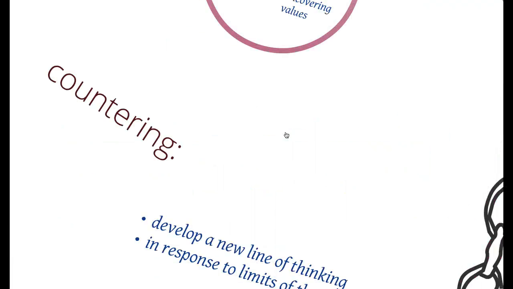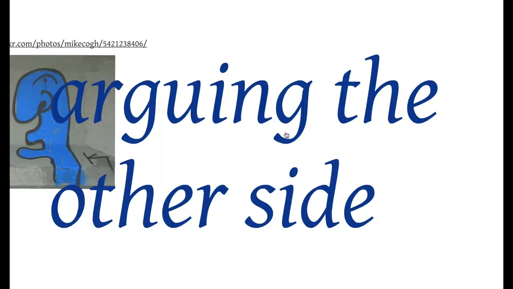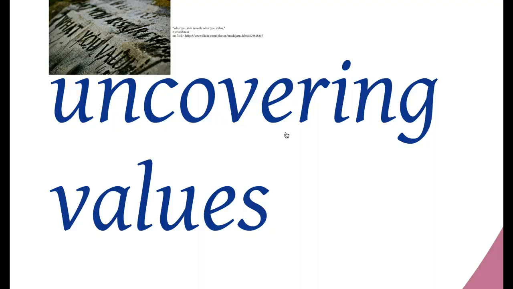To counter, you can argue the other side. This means that you could take up a term or an idea that the writer of your source has criticized, and instead you can show that it is useful. Or you can show the problems with an idea that your source has argued in favor of. You can uncover the values of the source that you're working with by bringing to the surface a word or an idea or a concept and analyzing it, an idea that perhaps your source has left undefined or unexamined.